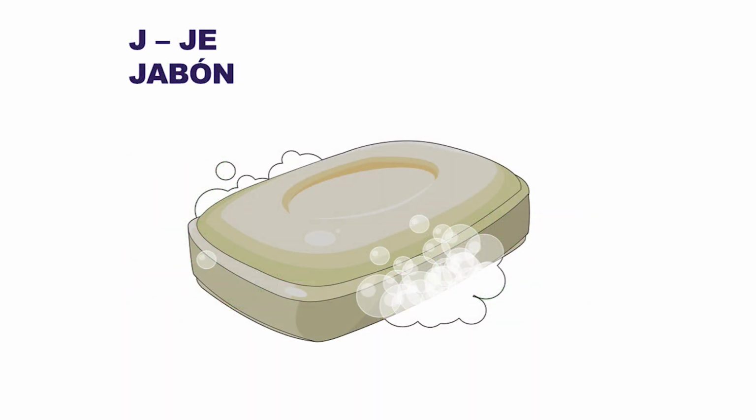J in the Spanish alphabet is pronounced similar to how you would pronounce the G in the context of GI and GE. So it will sound very similar. He, he, he. Jabón, jabón, jabón.